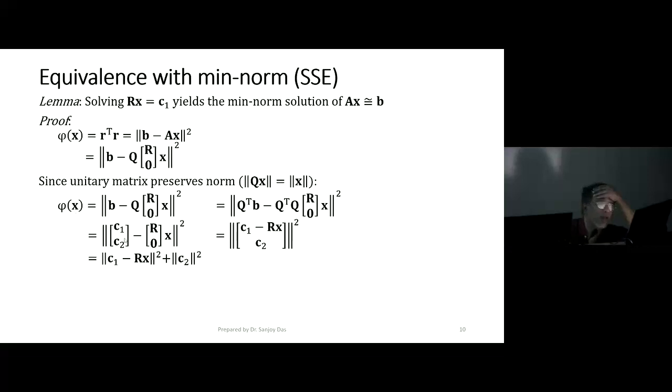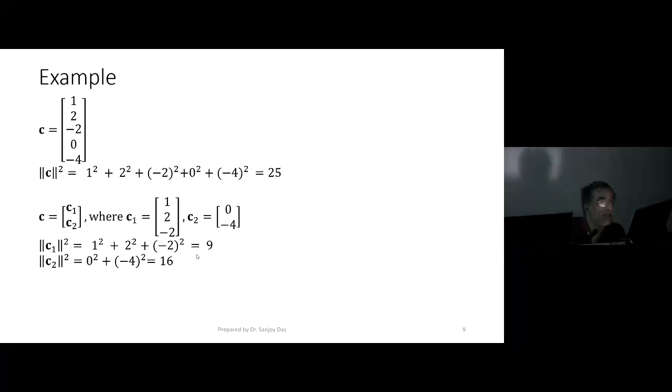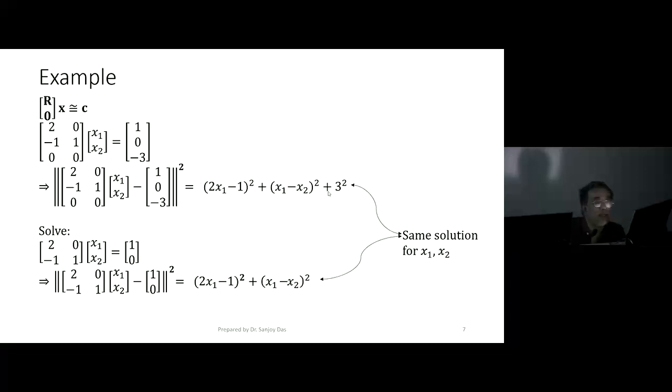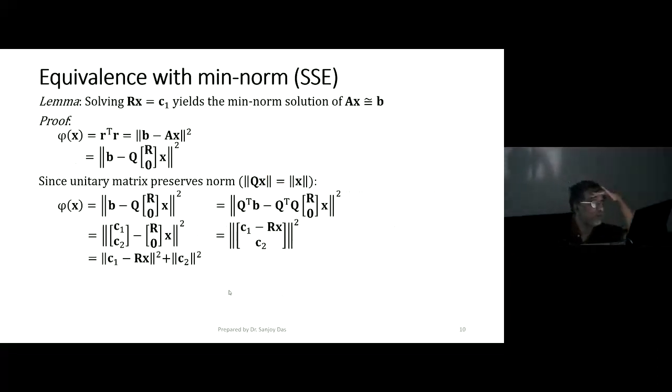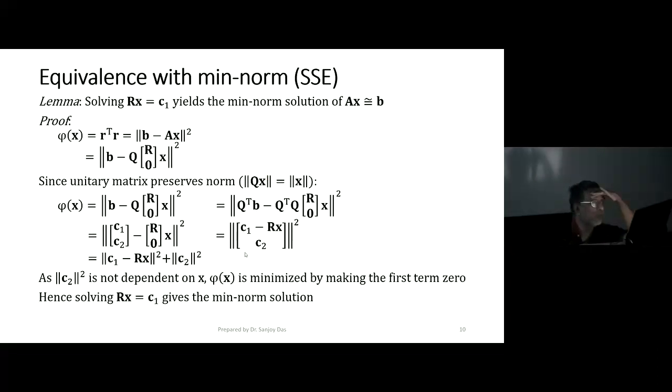Okay. Now, no matter how we select our x, is this C2 going to change? C2 is independent of x. In our earlier example, it was the 3 squared here. Oh, no. It's 3 squared. It's C2 squared, right? So this C2 is not dependent on x.